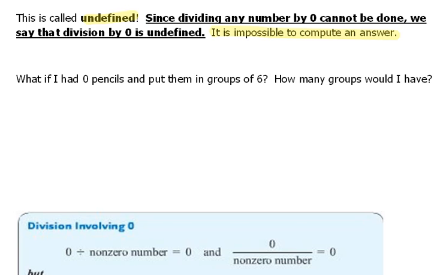But now the flip side of that, what if I had no pencils and I put them into groups of 6? How many groups would I have? Well, there are no pencils to start with, so I would have 0 groups. So that division looks like 0 divided by 6 equals 0.